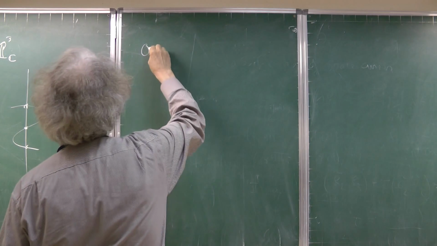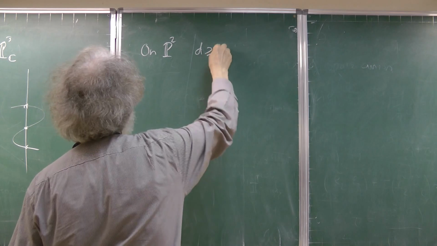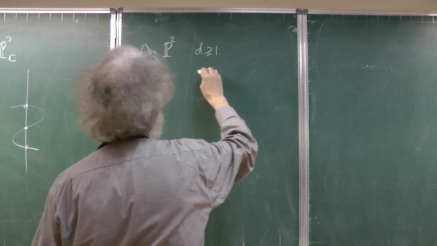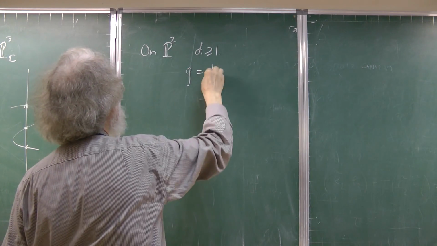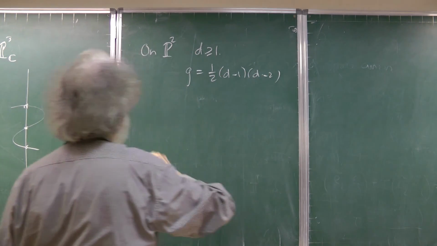So in the projective plane, you can find curves with any degree greater than or equal to 1, and the genus is completely determined by the degree. The genus is equal to 1/2 (d minus 1)(d minus 2).